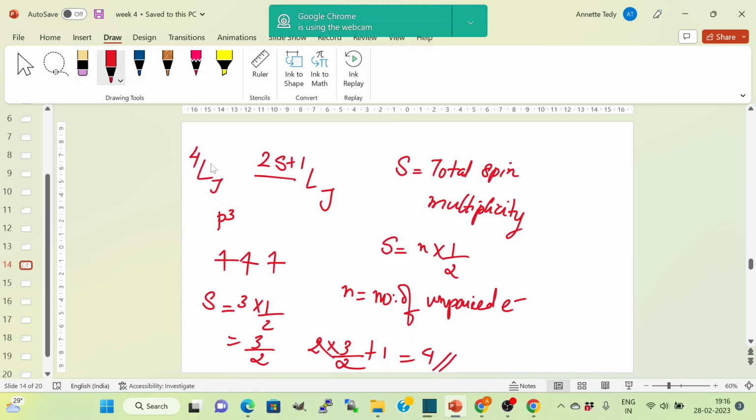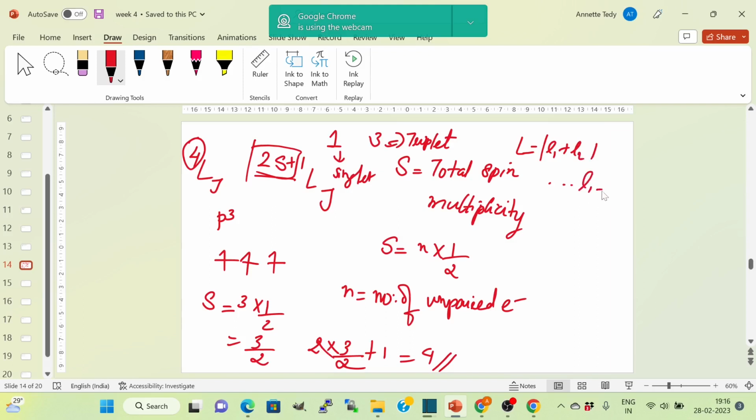So this is what this means. Generally, I think you'll be able to see 2S plus 1 is equal to 1 or 3. This state is called a singlet state. This is called a triplet. Right now you will be mostly seeing these singlet or triplet states rather than these 4 or other higher states. Then this L can have values from L1 plus L2 to L1 minus L2.